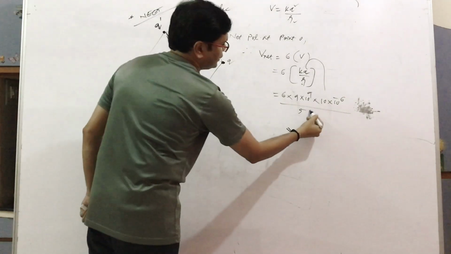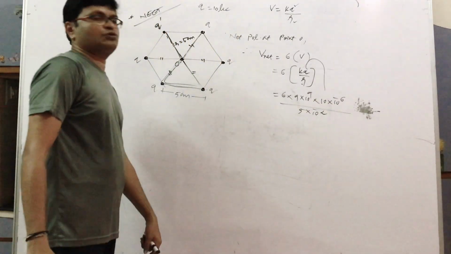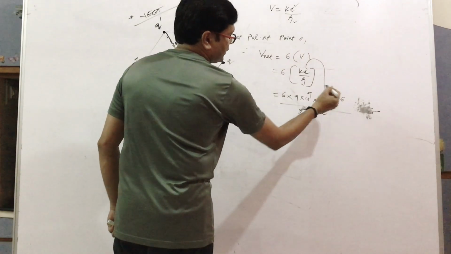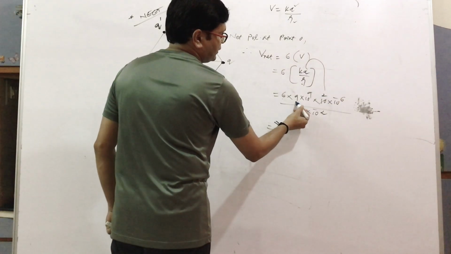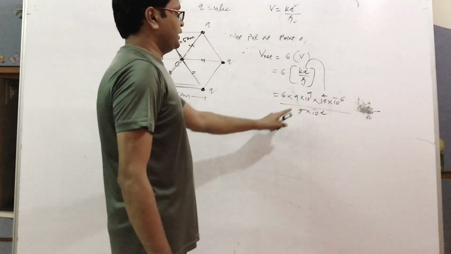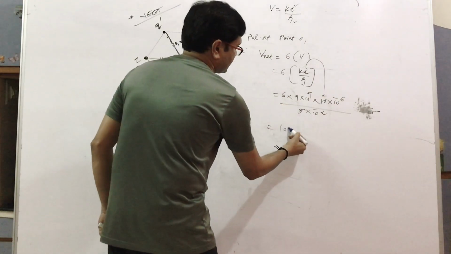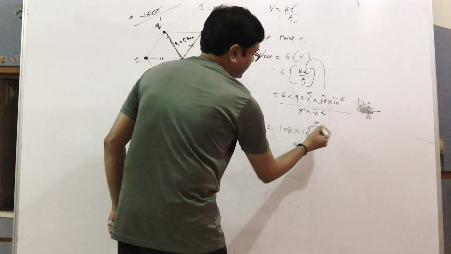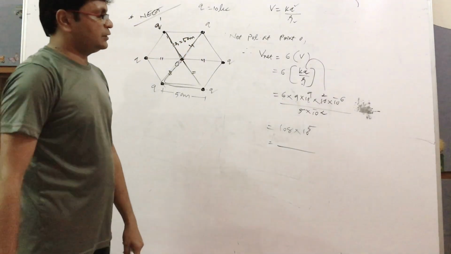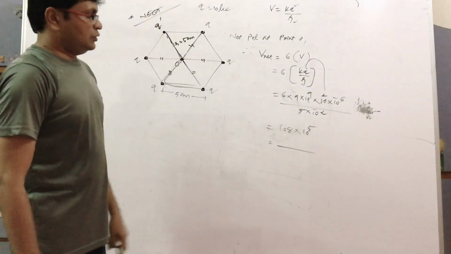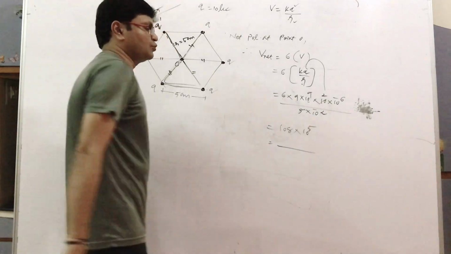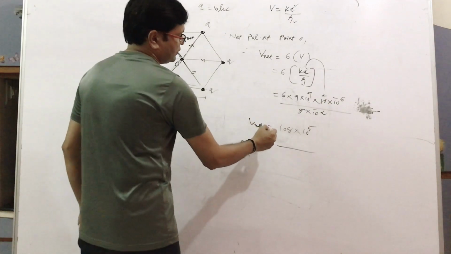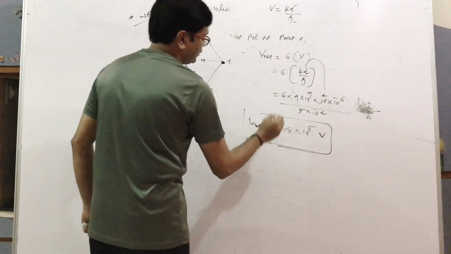This is a very interesting point. So 5 centimeters, so 5 into 10 raised to minus 2. So if you simplify, 5 2s are 10, here 6 9s are 54, 9 2s are 18, 6 times 18 is 108. So 108. Here 9 minus 6, that means 3, and 2, so 10 raised to 5. So now the answer is 1.08 into 10 raised to 3, you know. So V net is this, and the unit is volt.